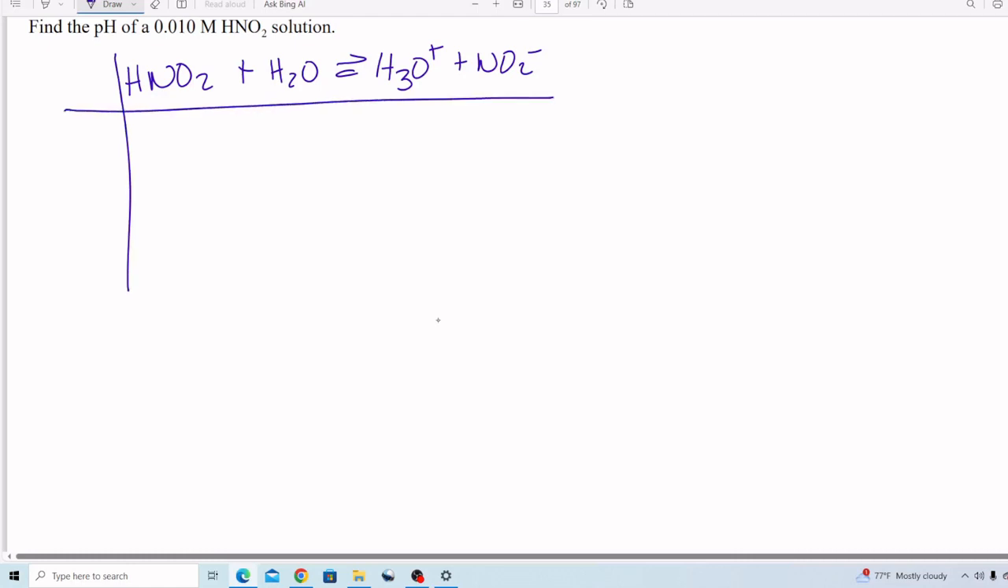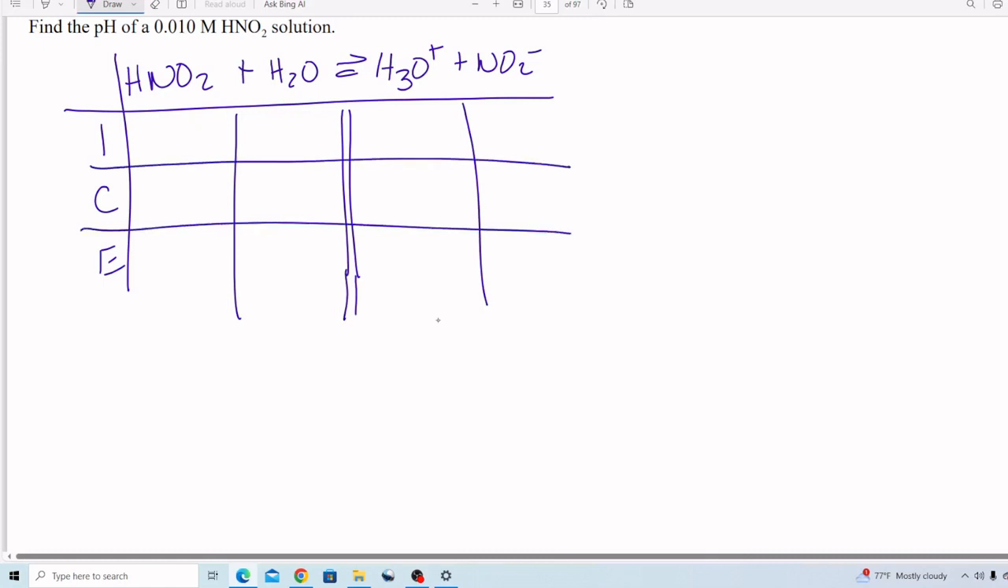So let's write our ICE table. That stands for initial, change, and equilibrium. We're going to put a double line between our products and reactants, and a single line between each of the reactants or products. We don't care about the water because it is a liquid and its concentration isn't changing in this case.